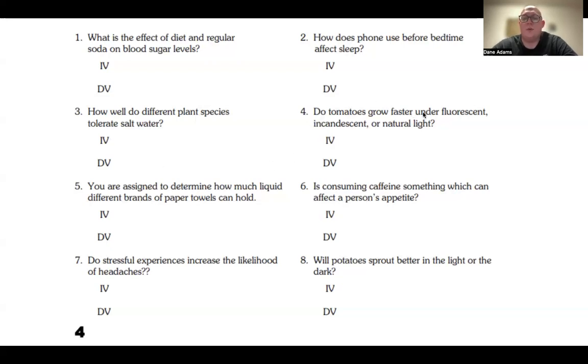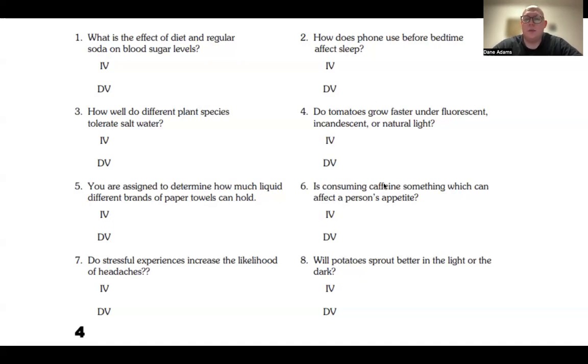Number 4 says, do tomatoes grow faster under fluorescent, incandescent, or natural light? Independent, manipulated, or changed, that's the type of light. Dependent would be probably growth speed, or growth time, whatever you want to call it. Number 5, you are assigned to determine how much liquid different brands of paper towels can hold. Different brands of paper towels, that's what's being changed. That's the independent variable. The dependent, or responding, would be how much liquid they hold, so probably volume of liquid, or maybe mass, that would work too.